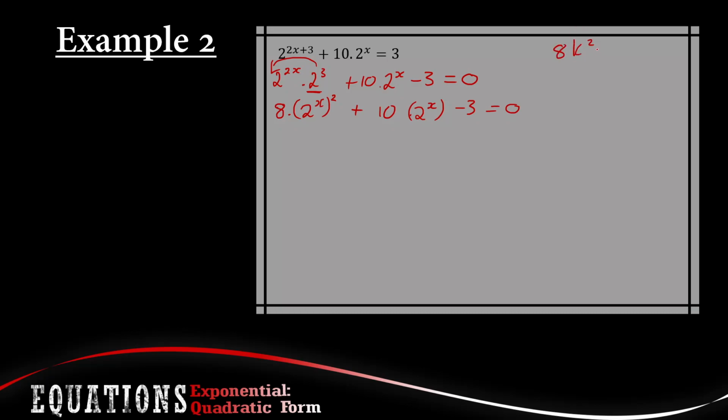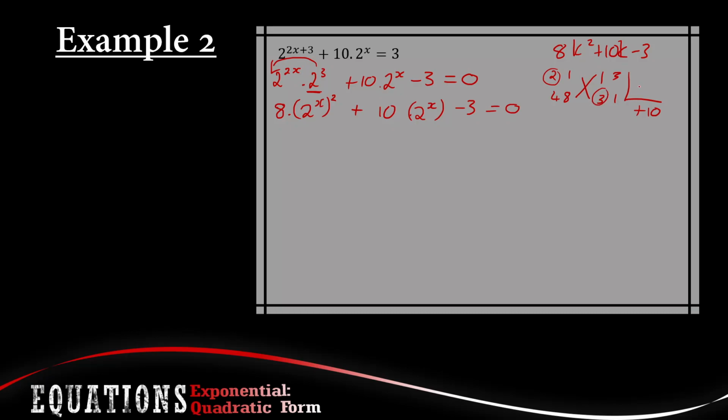8k squared plus 10k minus 3 equals 0, well, we'll just factorize now. So that is factors of 8, 1 times 8 and 2 and 4, and on this side factors of 3. So one of the sides I want to swap around so that I just have all my options, and then plus 10.